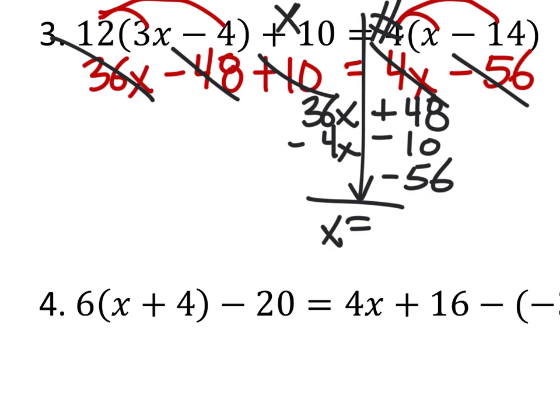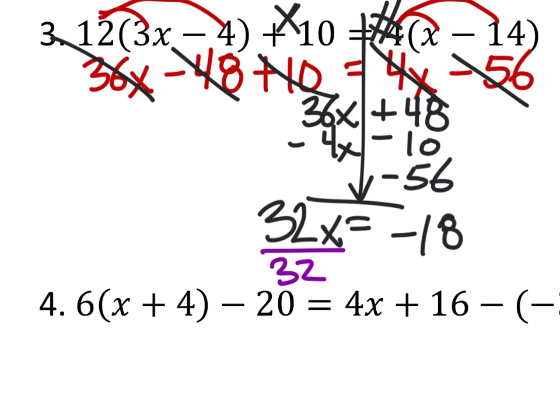So we've got the x's on the left. 36 minus 4 will give us 32. 48 minus 10 minus 56. And looks like that's going to be a negative 18. So from here, we just need to divide by the coefficient of x, which is 32. And we can simplify that. It's going to be a negative.